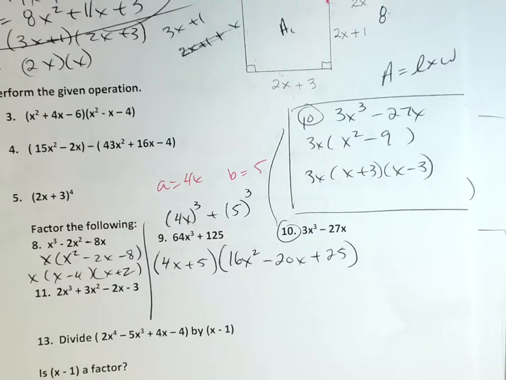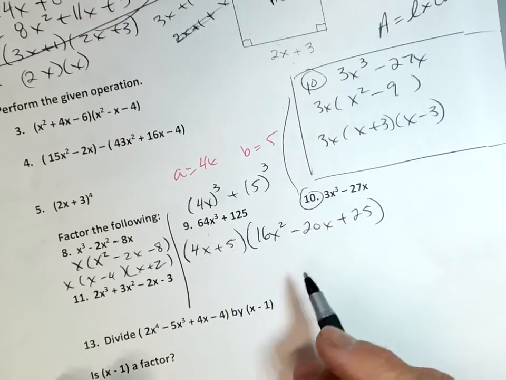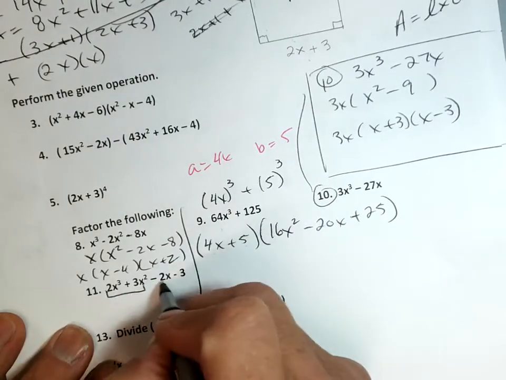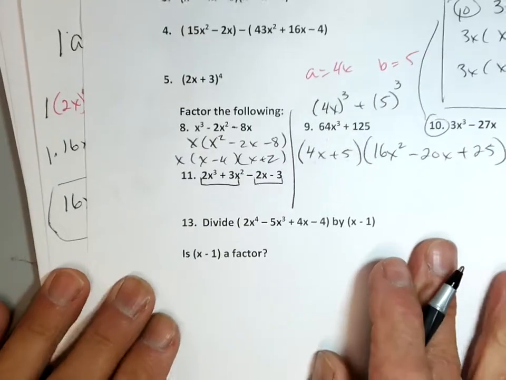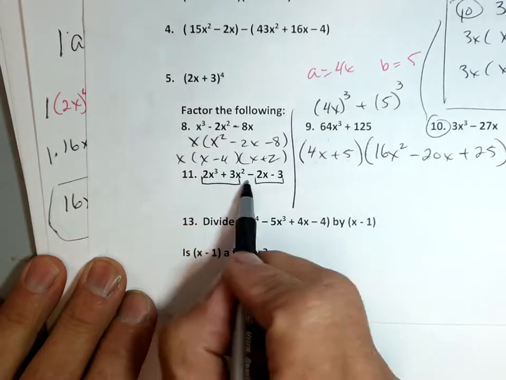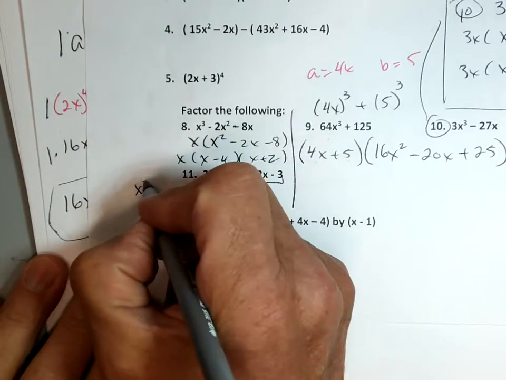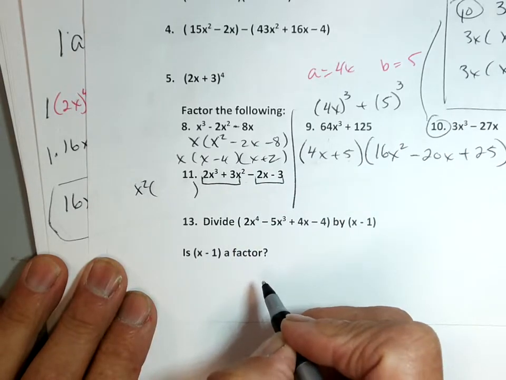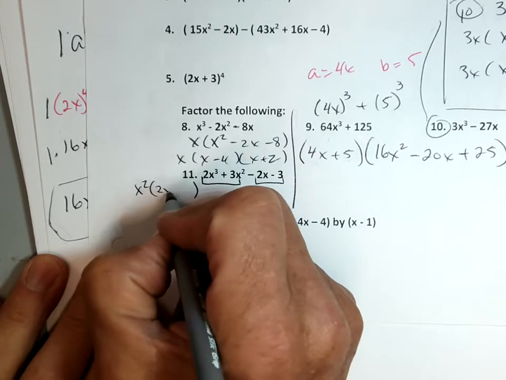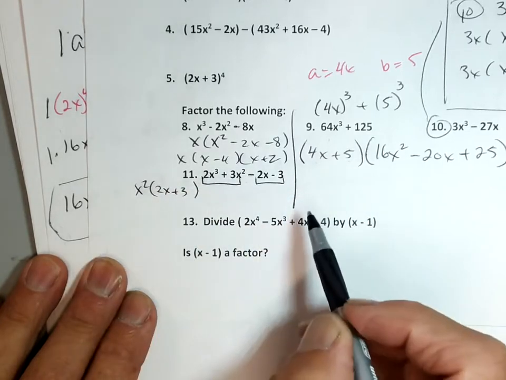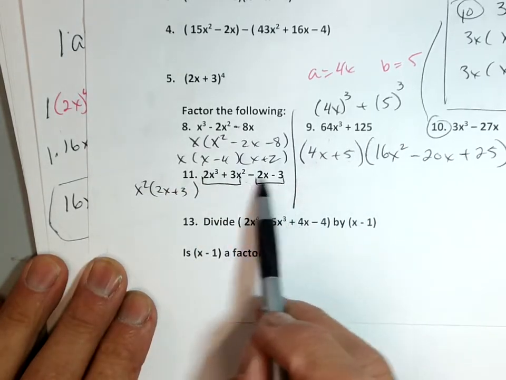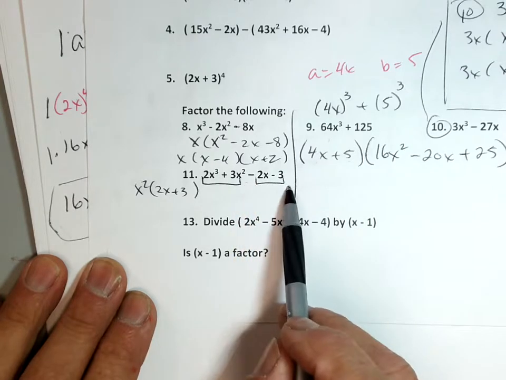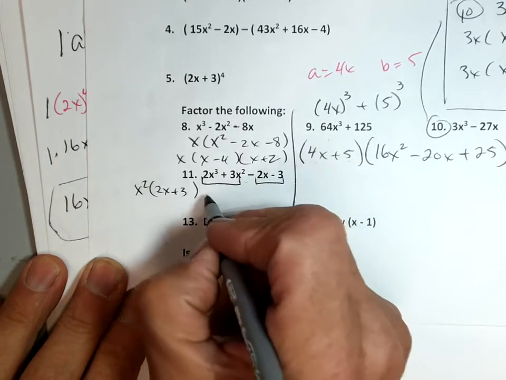Yeah. Okay, 11, by grouping, right? 4 terms, group it. I'm going to put these two together and these two together, right? I'm going to take out an x squared, and then I'll have a 2x plus 3. Okay. They don't have anything to take out, but let's take out a negative 1. Do you mind if we take out a negative 1? It's going to help us because we want to make the same. So I'm going to take a negative 1.